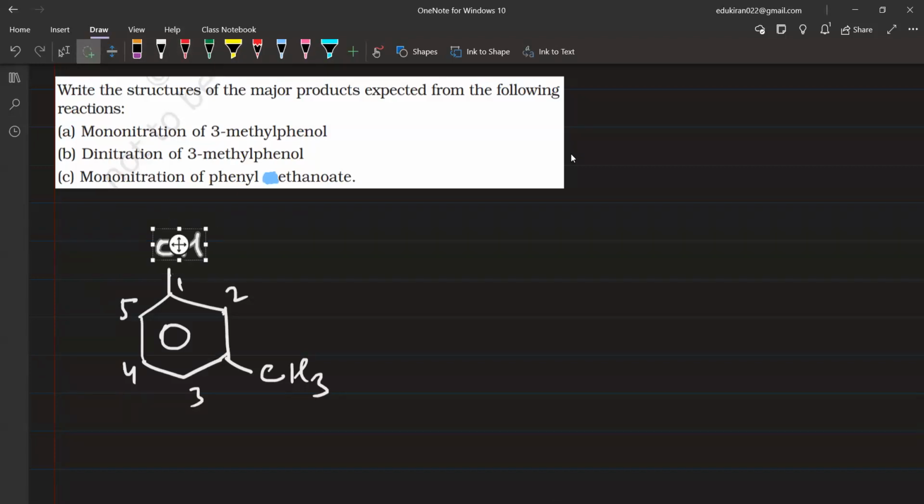So let me do one thing: red for this one, and for CH3 we use green. Okay? If I talk about the second carbon atom, it is ortho to OH and it is ortho to CH3 also. Correct, guys? Yes or no? Please tell me.